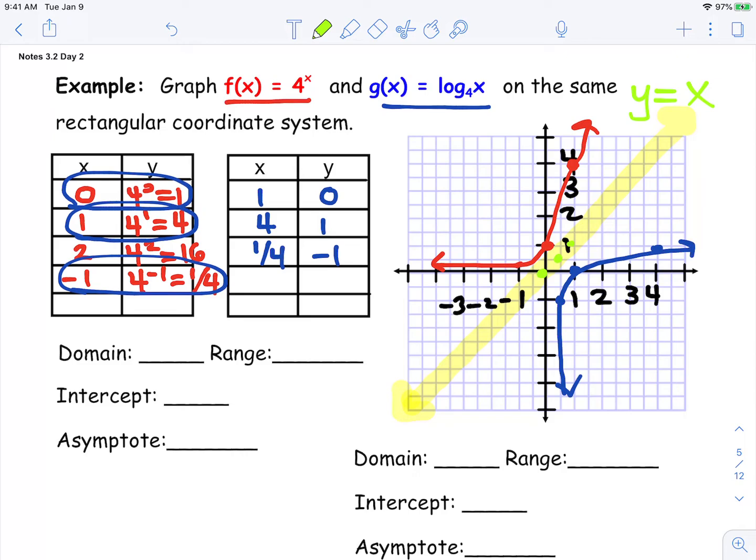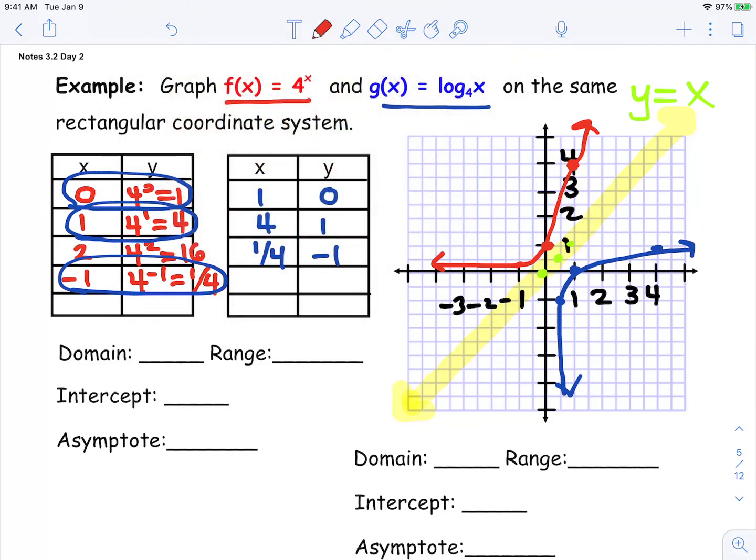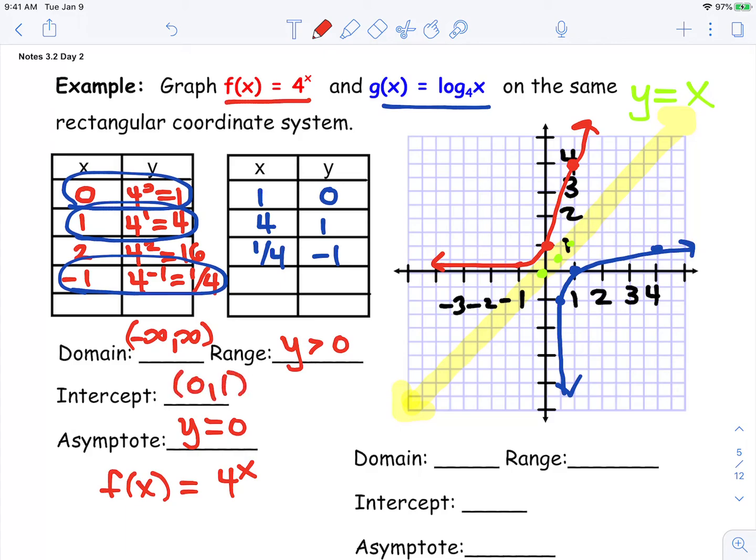So let's identify some important pieces with the exponential function in red. For the exponential function, the domain is all real numbers. The range, there is a horizontal asymptote at y equals 0. So that means your range of values is going to be above that imaginary line. And then there's an intercept at 0, 1.